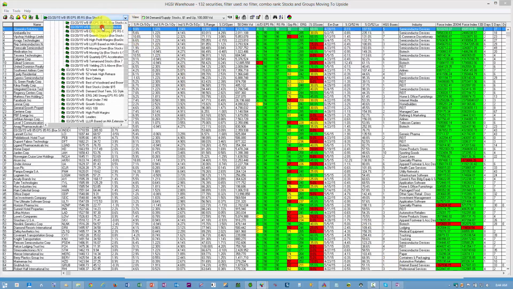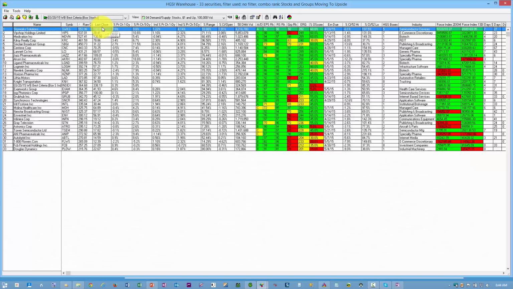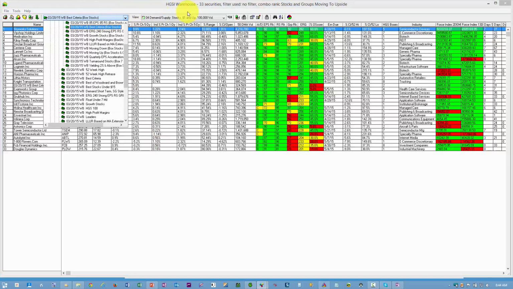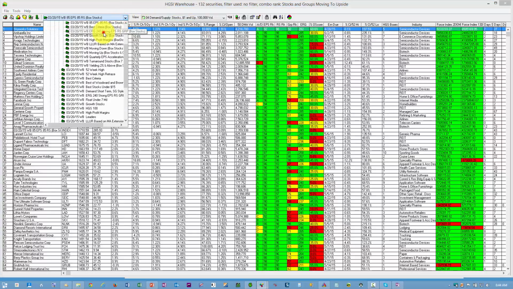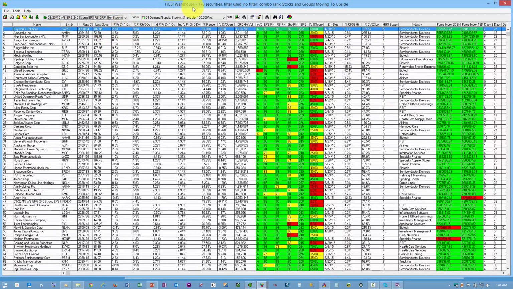Now let's just go through these quickly. Best criteria is a filter that we put together many years ago as a class exercise, and it really picks out some of the very best stocks. Now there are only 33 here. The 85 had 132. ERG 240, where the ERG is 240 or above, has 178.